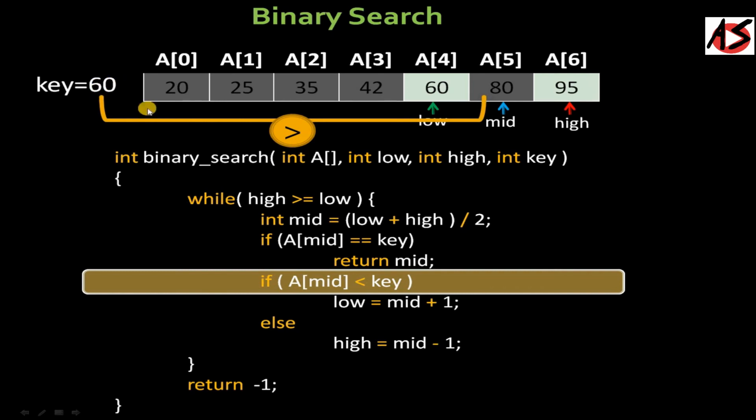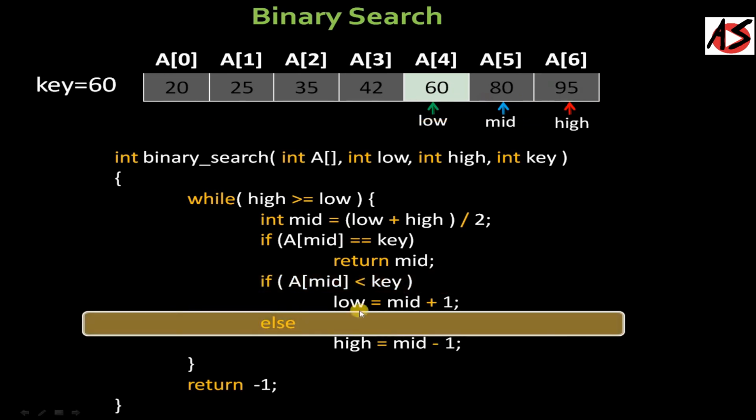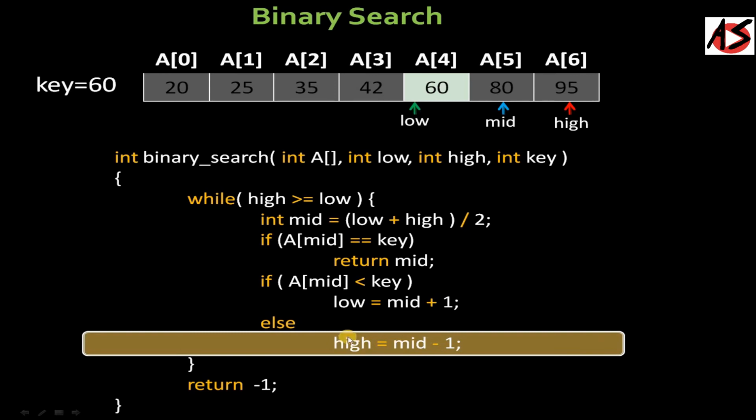So here you can see key is 60, it is not greater than 80. So you can say there is no possibility of your element after 80. So you eliminate the remaining elements from searching. Now you go into the else part, and here you take high equal to mid minus 1. High is 6 and mid is 5. So now you take the high value equal to 4.